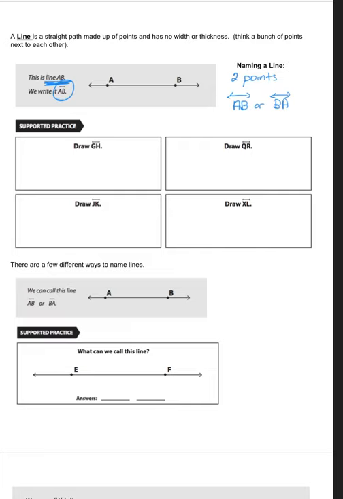For the supported practice, we're going to practice drawing some of these lines. We're going to do one of them together, and then you're going to do the other 3 on your own. When you go to draw your line, you want to make sure you use a straight edge. That's kind of a big deal. We're going to make sure it has arrowheads on the front and the back of the line, because that indicates that it goes on and on forever. And then you're going to put your dots. It doesn't matter where you put your dots, somewhere on there, and label them with the 2 letters it gave you. In this case, it's GH. Now I want you to practice drawing QR, JK, and XL.